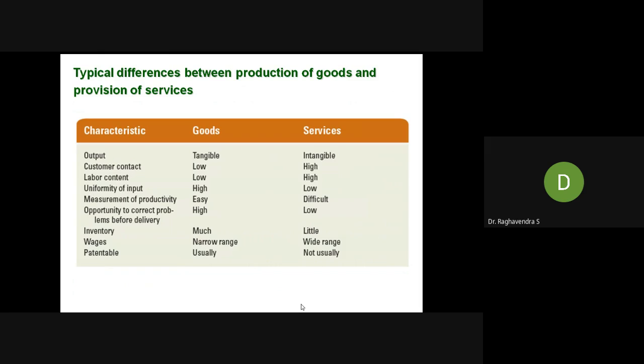Inventory is much in goods, whereas little in services. Because in the service sector, take an example of a hotel: the furniture, everything will be the same and common. Only little changes will be made. Once you vacate the room, they will change the bed, all these things. Only the food will change. The remaining part will remain the same. That's the meaning of that. Patentable: usually in the goods sector you can see patents, whereas in the service sector you cannot. Service sector is nothing but a service.